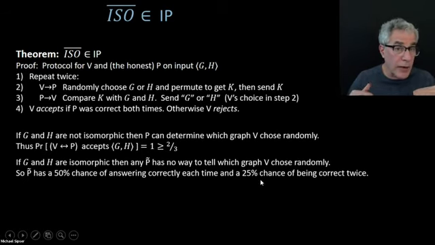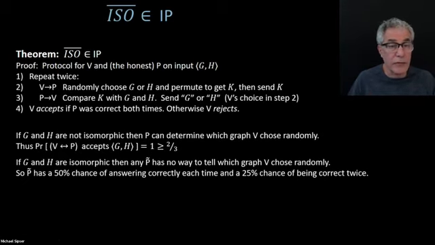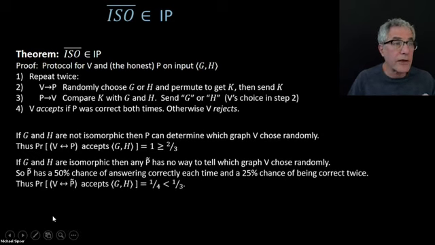So that would be an error case, if the prover just by chance picked the right answer twice, even though the graphs were isomorphic. So therefore, for the isomorphic case, the verifier interacting with any prover is going to accept that input at most 1/4, 25% of the time, which is less than 1/3. So that's just to achieve that bound.